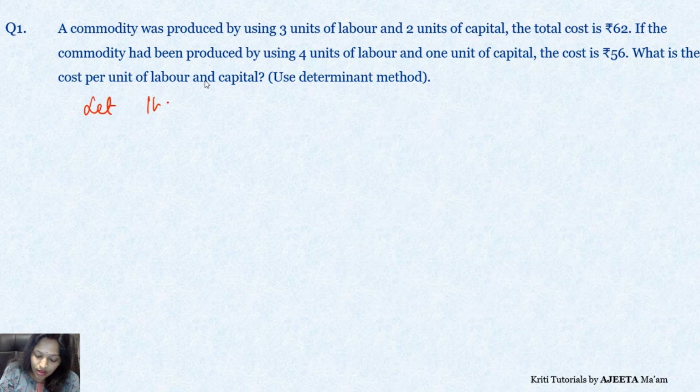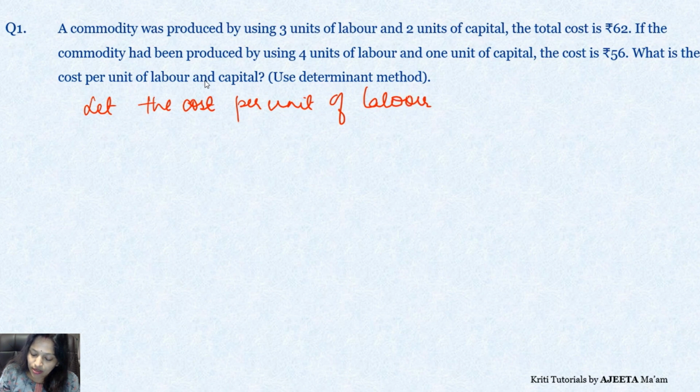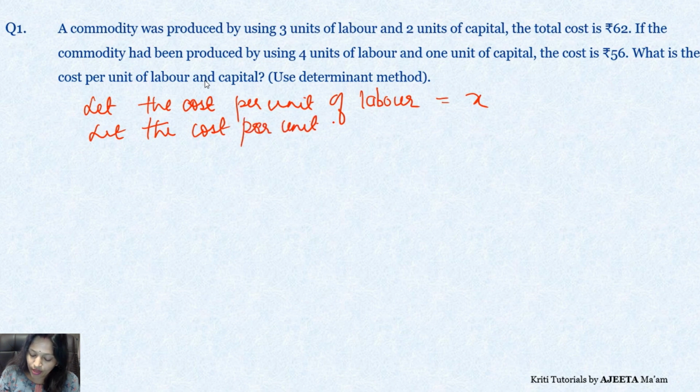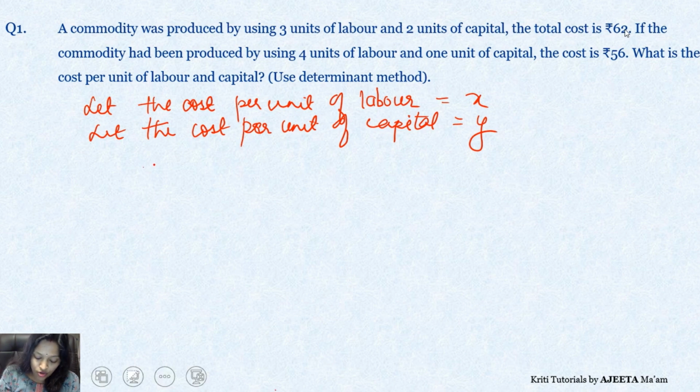Let the cost per unit of labor be x. Clear? Let's make it more clear. So let the cost per unit of capital be y. Now let's make the equations. It's saying 3 units of labor and 2 units of capital is costing rupees 62. So 3x plus 2y is 62.